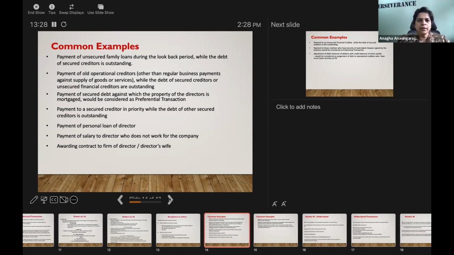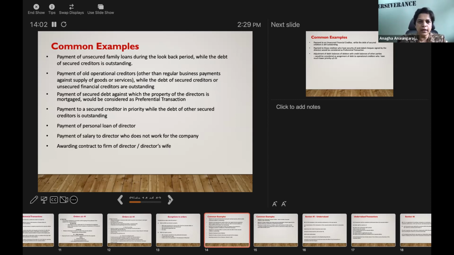Payment of unsecured family loans during the look-back period while the debt of the secured creditors is outstanding. So instead of paying the secured creditors, or paying a smaller amount to the secured creditors, the unsecured loans of the family members are being paid back in the look-back period. Then payment of old operational creditors other than the regular business payments against supply of goods or services, while the debt of the secured creditors or the unsecured creditors is still outstanding. So the bank loan is still going on, but the old operational creditors' dues are being paid in priority.